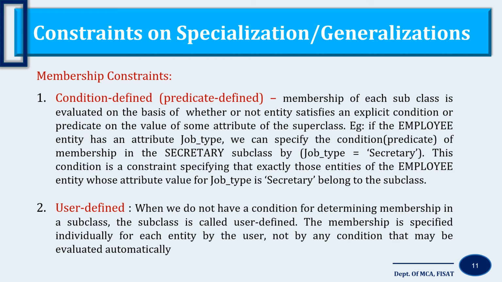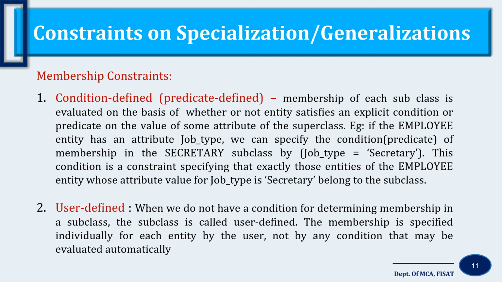So the first type of membership constraint is condition defined, also called predicate defined. It is based on whether the entity satisfies the particular condition, also called the predicate. If it satisfies, it will belong to the subclass. That is the condition defined membership constraint.